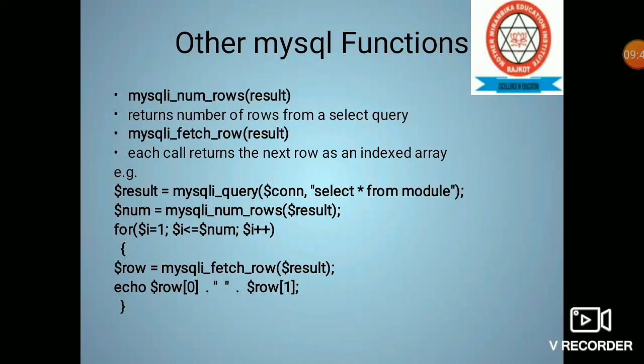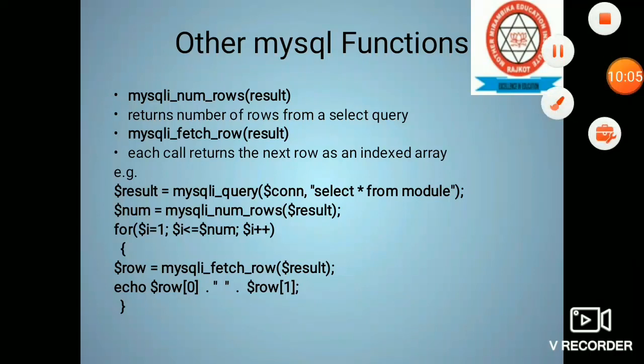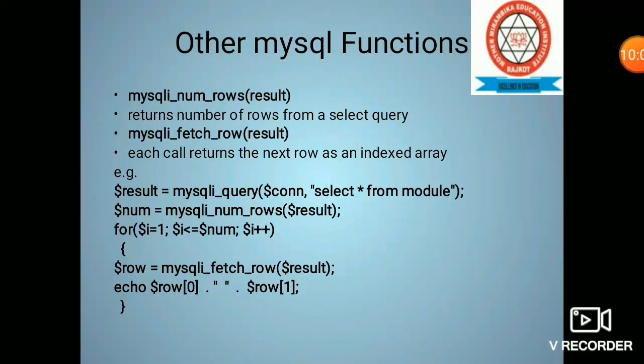Next, $num equals mysqli_num_rows. This function will count the number of rows stored in $result, that is temporarily holding the result of the module table data. The number will be stored in the $num variable.